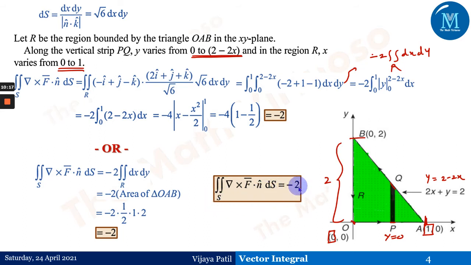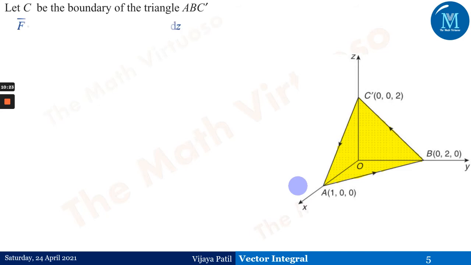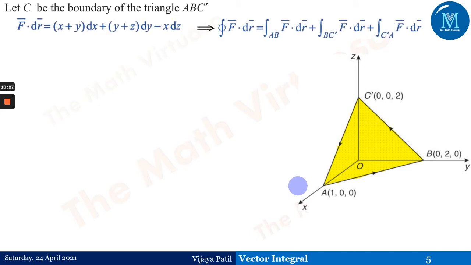Because it's a verification, we have to verify through the line integral as well. So C is the boundary of A, B, C dash. Now F bar dot dr bar is given to us as this, because it is the integral over AB, the integral over B C dash, and the integral over C dash A. That's the reason we have to consider every curve differently.